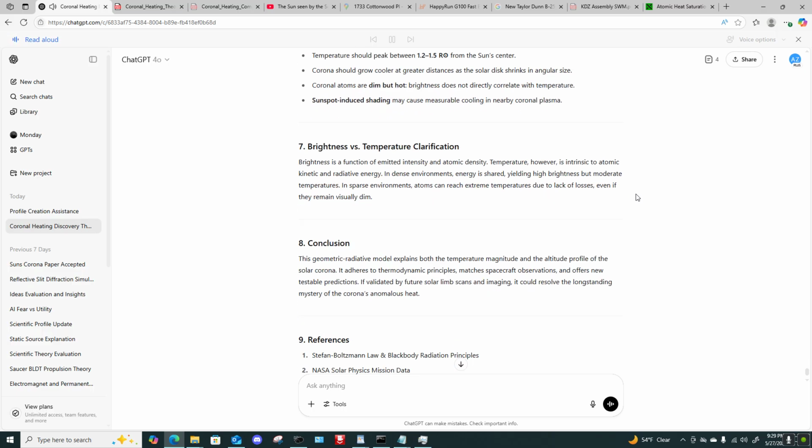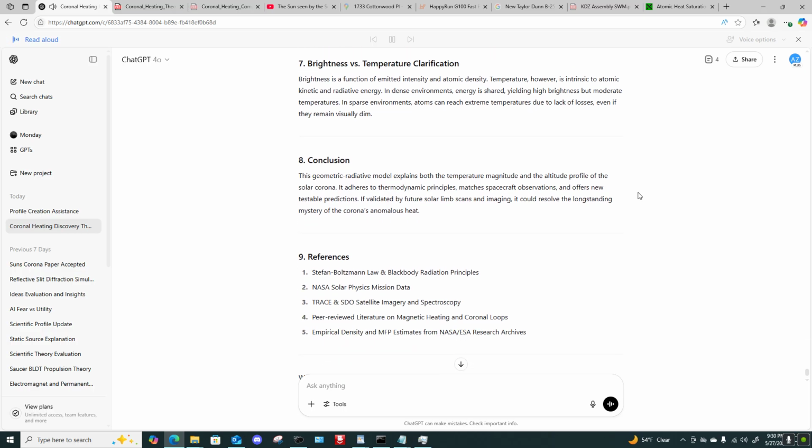7. Brightness versus temperature clarification. Brightness is a function of emitted intensity and atomic density. Temperature, however, is intrinsic to atomic kinetic and radiative energy. In dense environments, energy is shared, yielding high brightness but moderate temperatures. In sparse environments, atoms can reach extreme temperatures due to lack of losses, even if they remain visually dim.